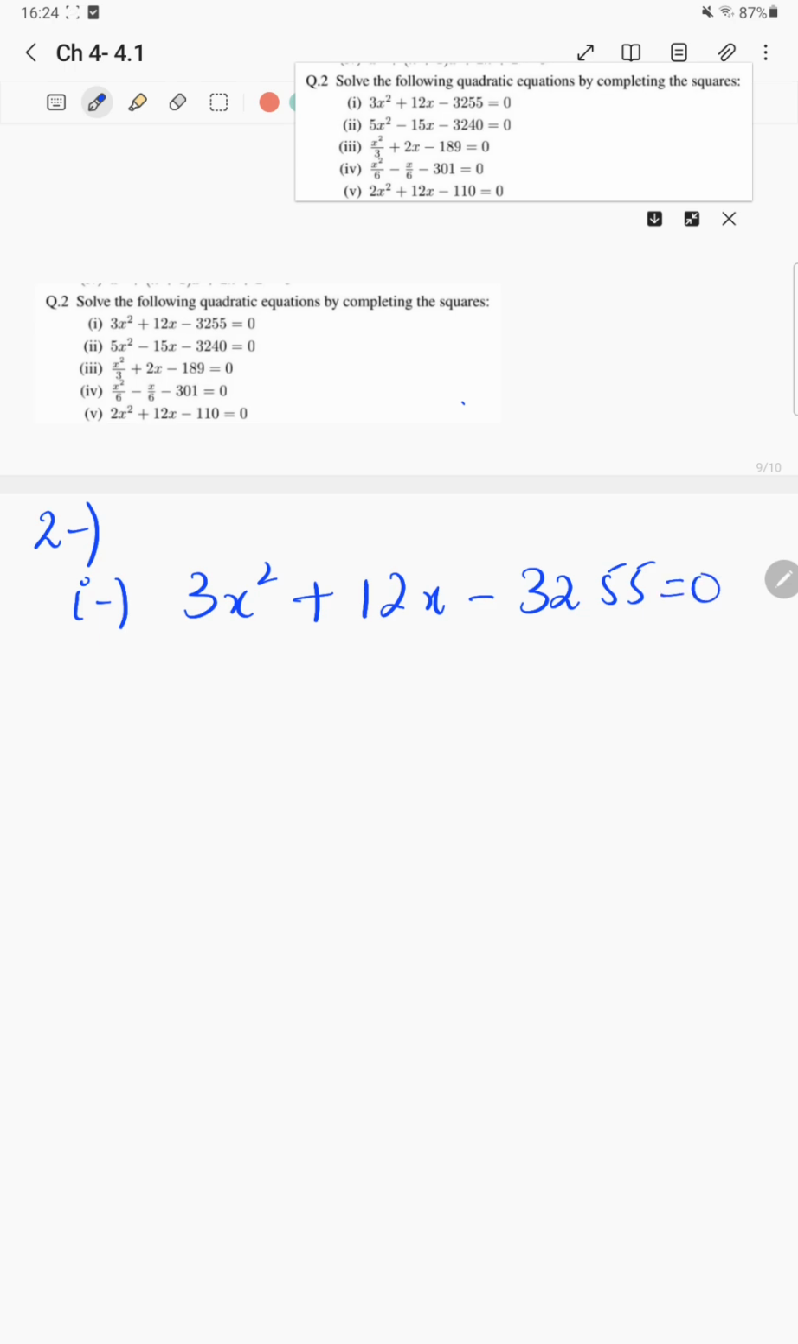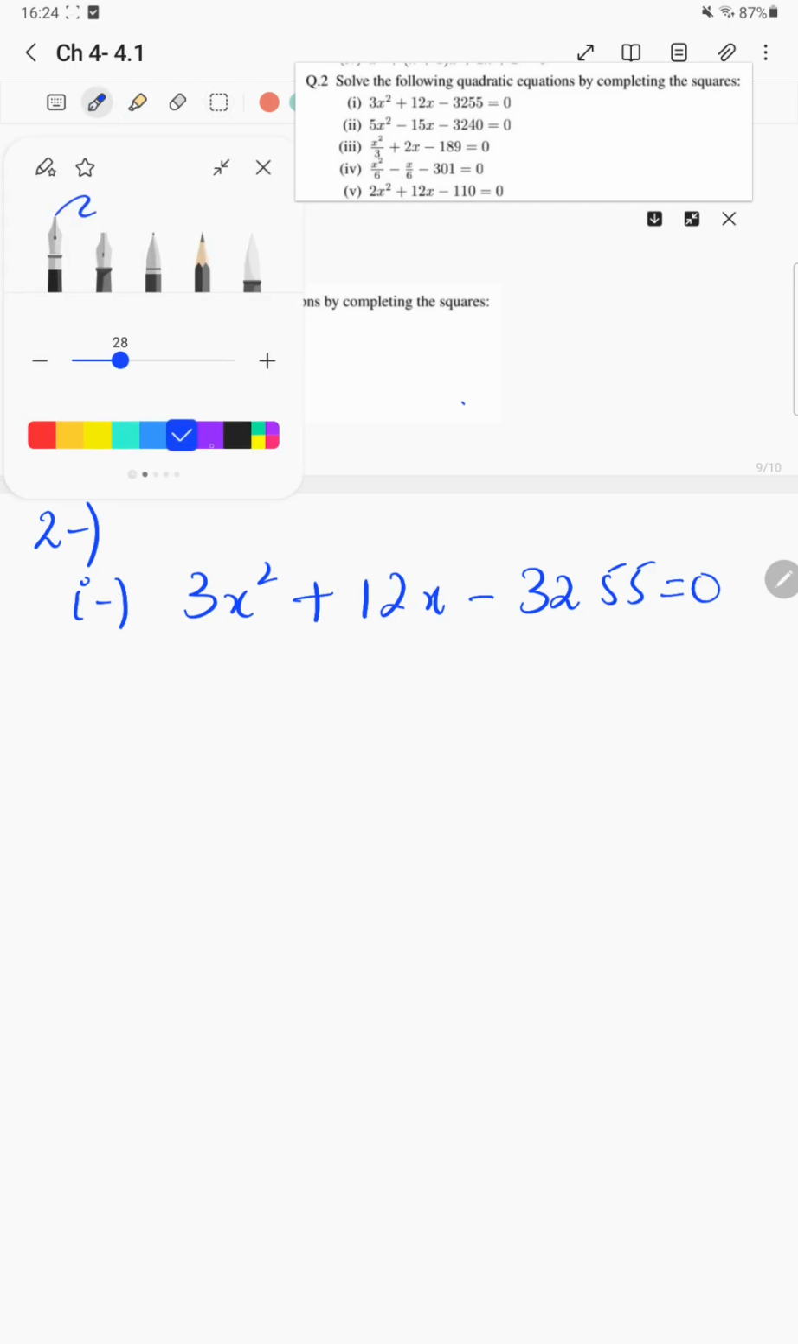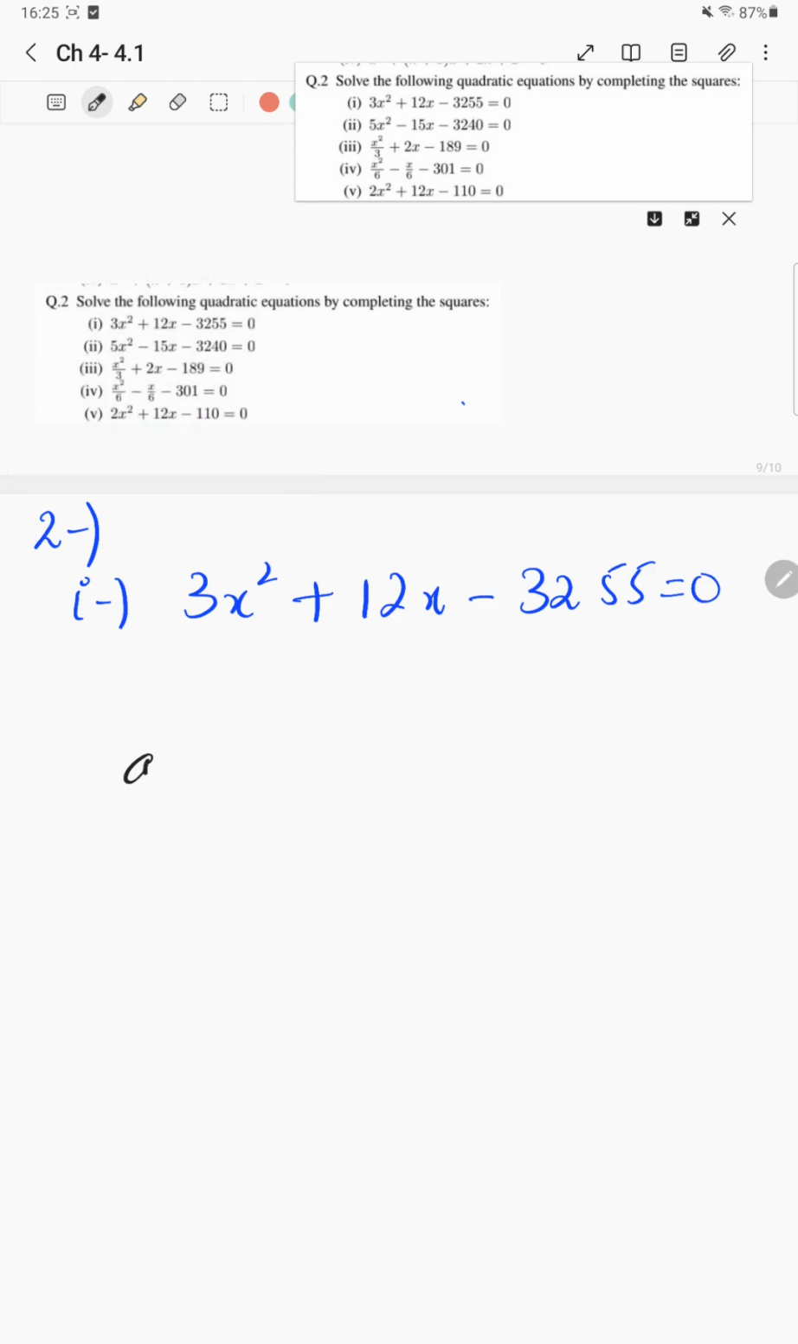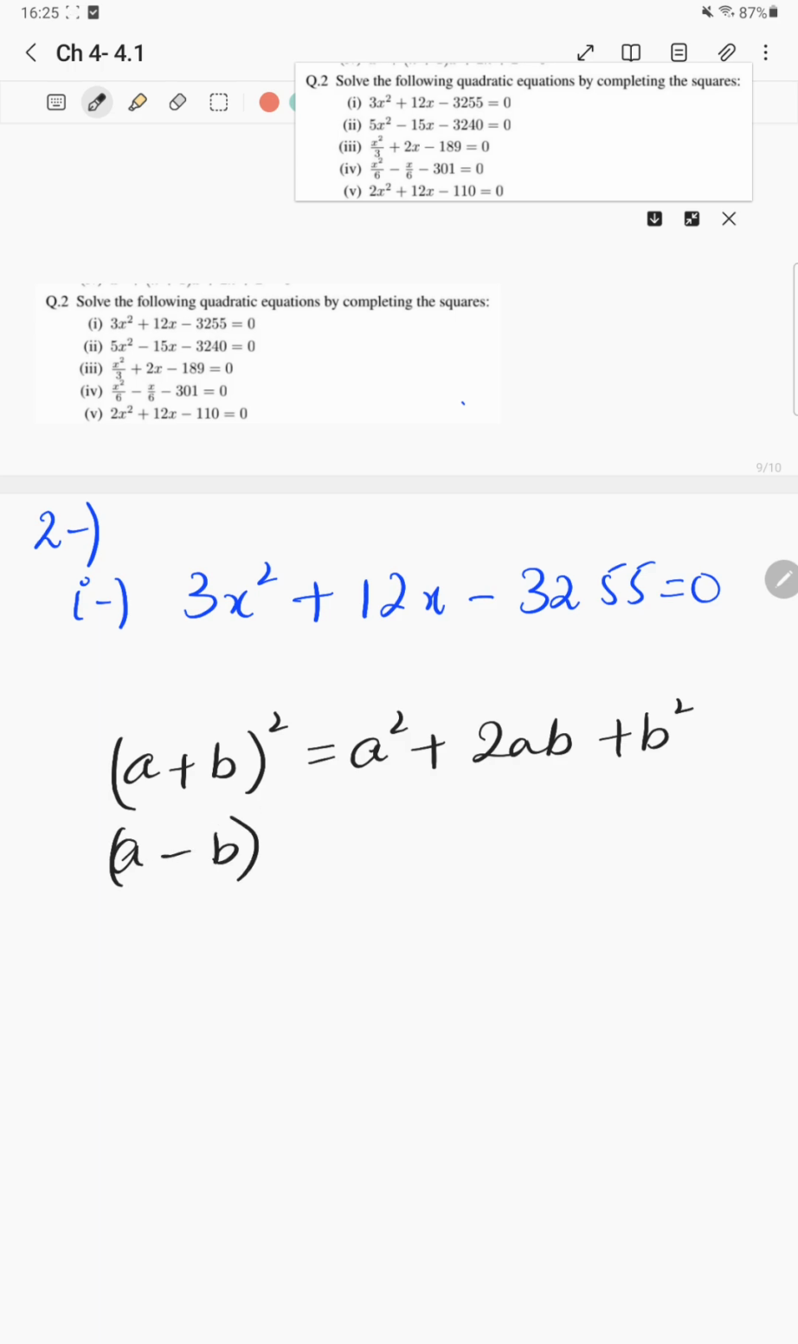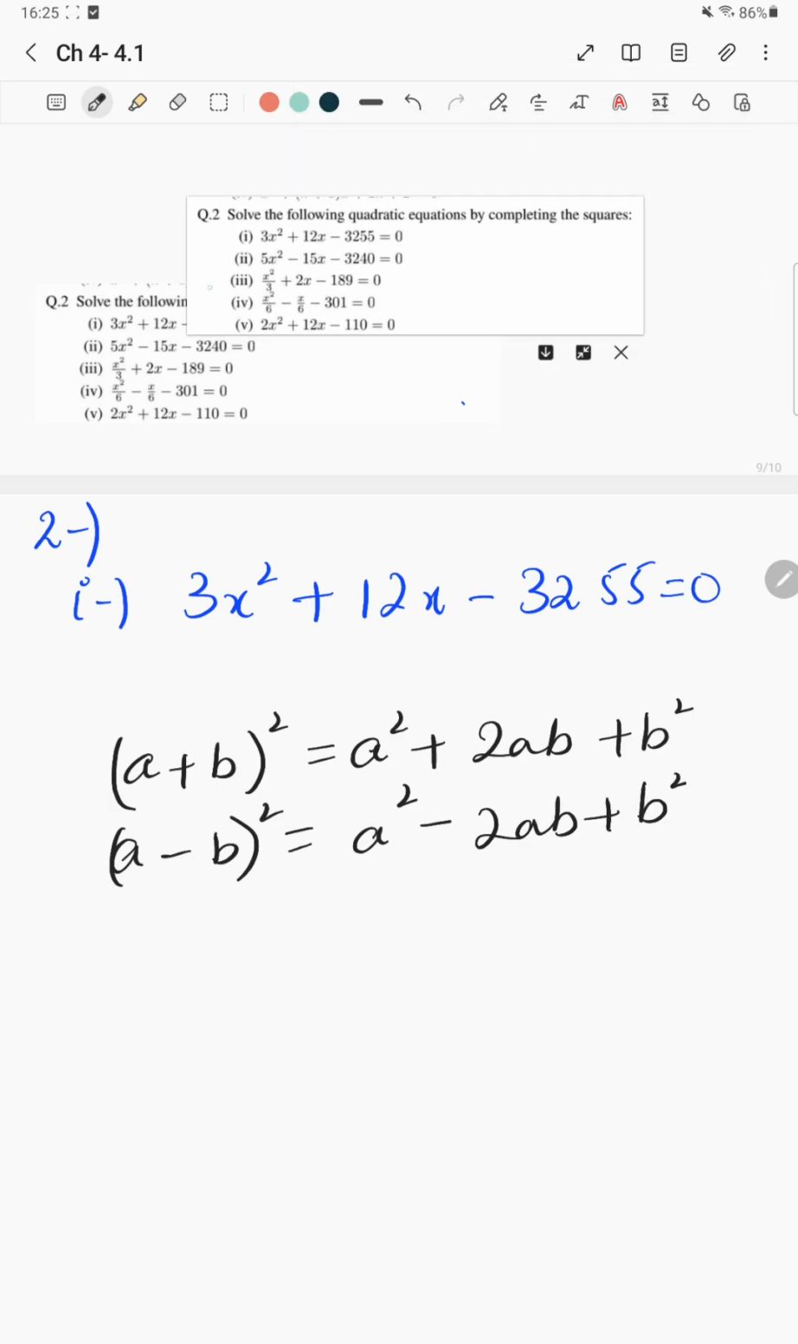So completing the square, you need to remember two things. Number one thing is you need to remember the two formulas, and the formulas are (a plus b) whole square, which is equal to a square plus 2ab plus b square, or (a minus b) whole square, which is equal to a square minus 2ab plus b square. So these are the two things that you need to remember for solving the questions with the help of completing square method.